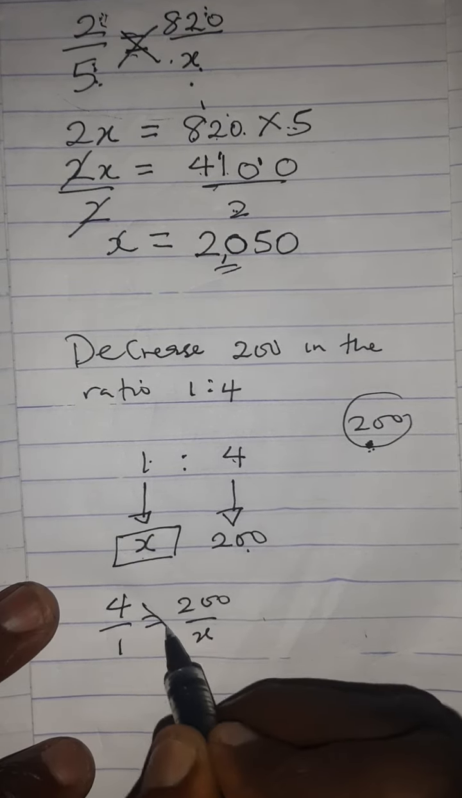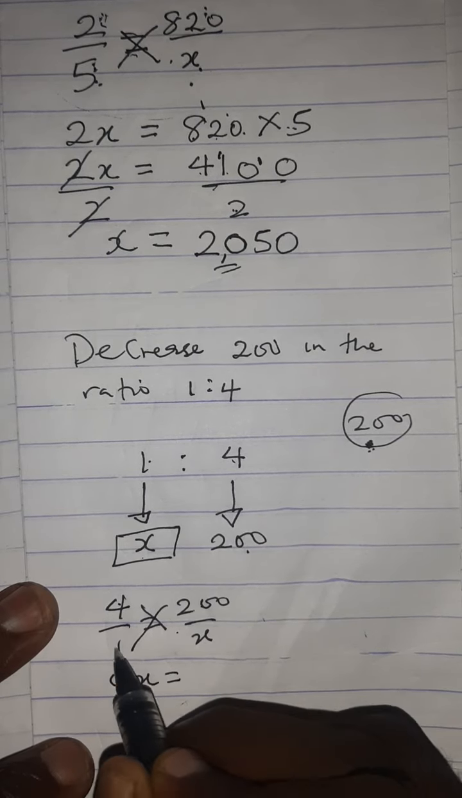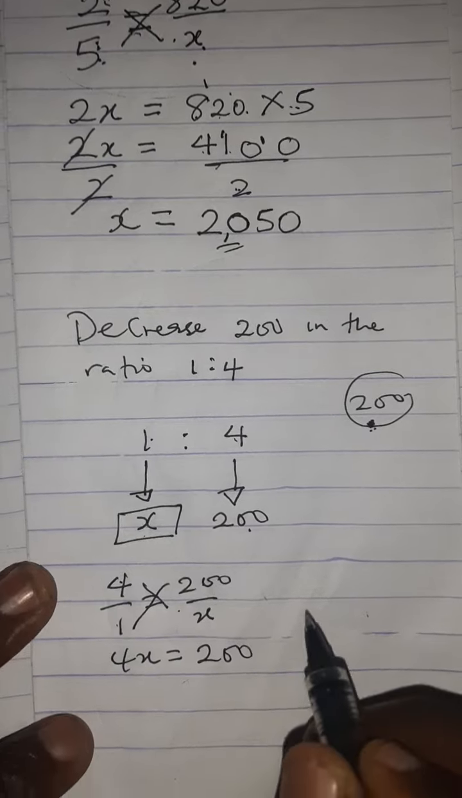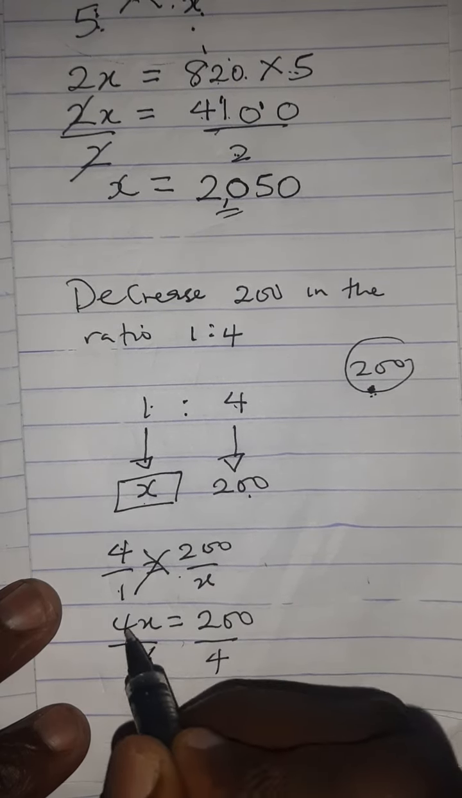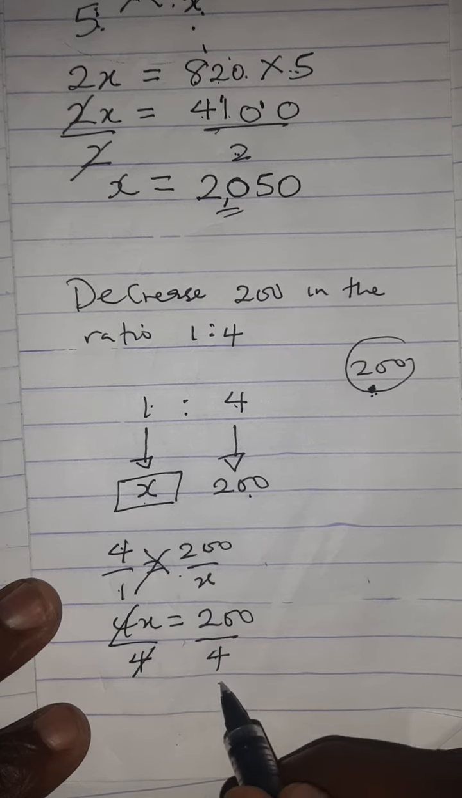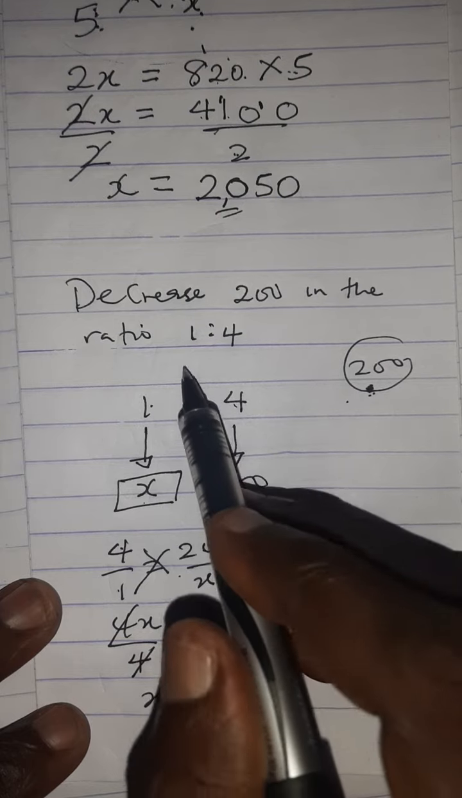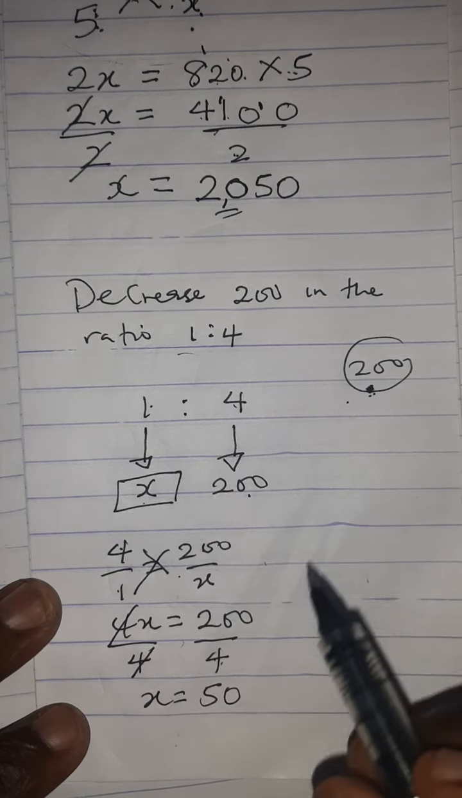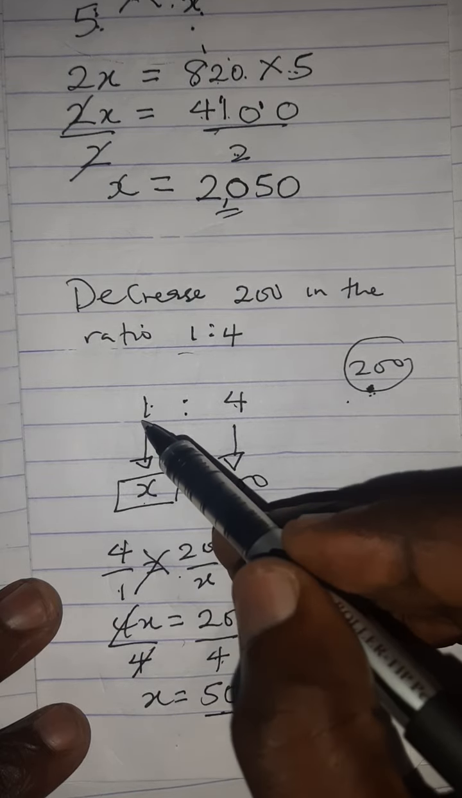Then I can now cross multiply. 4 times x is 4x equals 200 times 1 is 200. Then I'm dividing both sides by 4. So 4 cancels 4. Then 4 in 20 is 5, 4 in 0 is 0. So my x is 50. So if I decrease 200 using this ratio, I'll get a smaller value, and that value is corresponding here for my ratio 1.